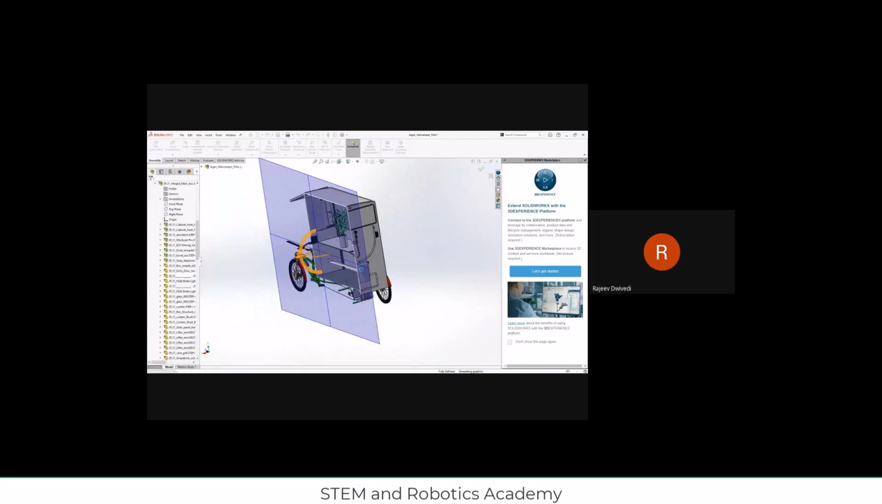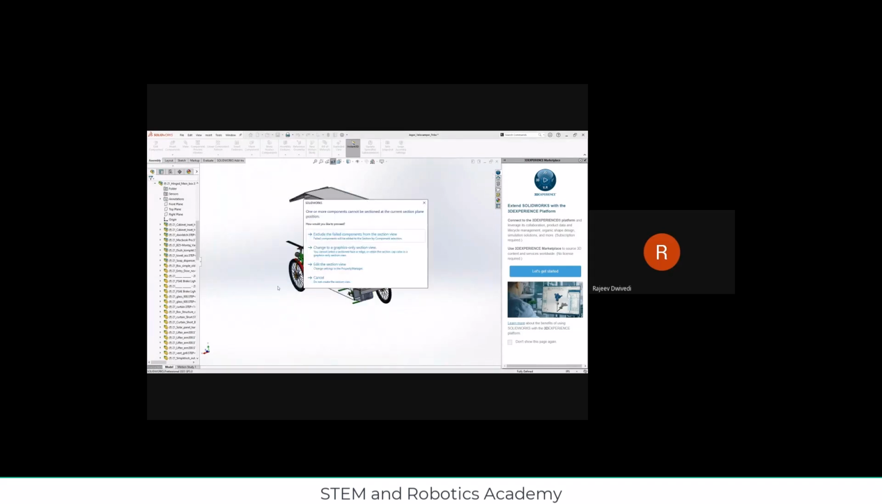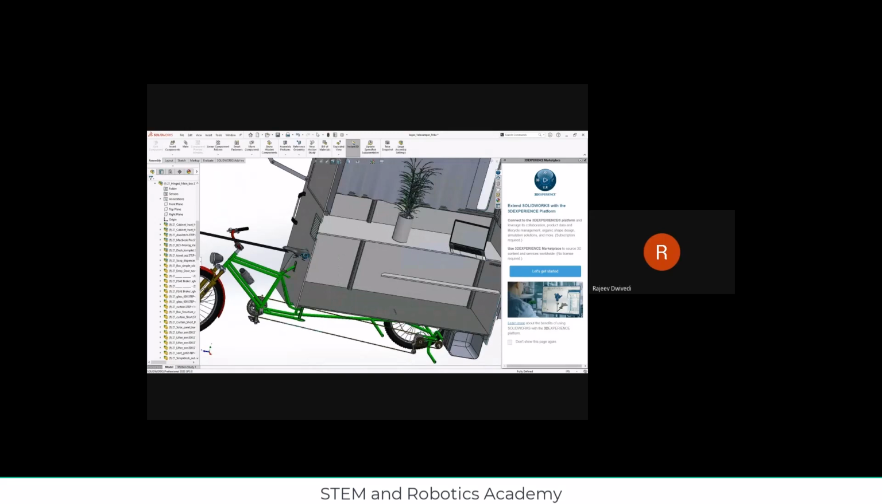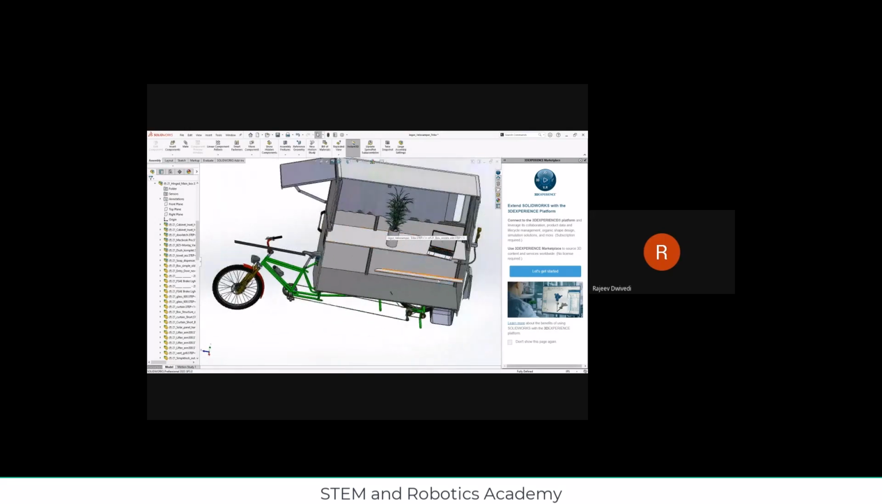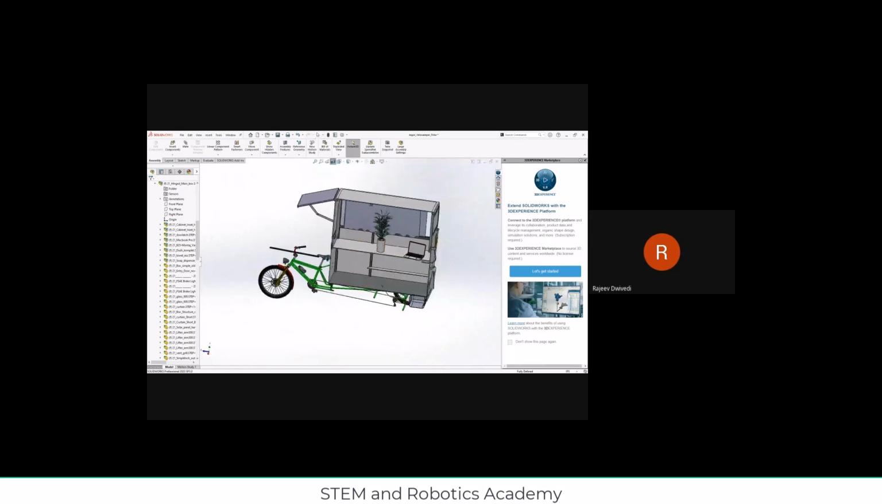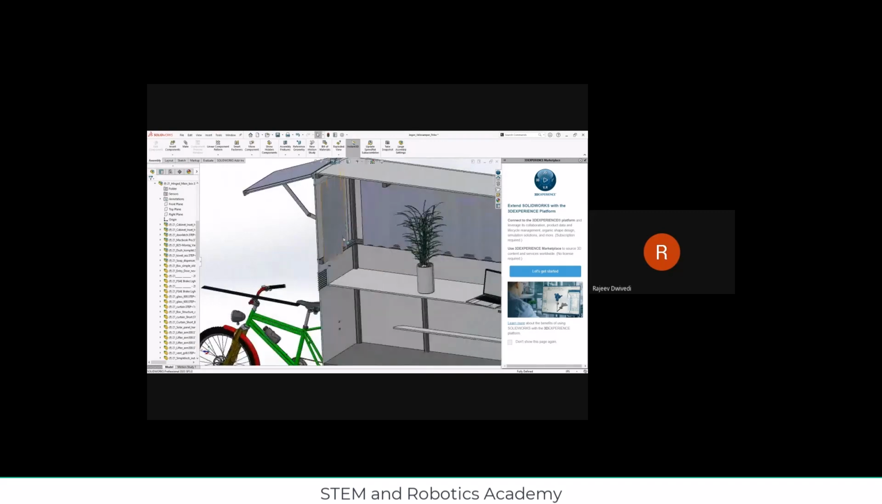Pretty cool. Just a second. Oh, sorry, this model is very heavy, so it's taking some time. Okay, so that's a multi-use platform. This is the seating arrangement. They can work on the computer. They put a little flower also, and a little curtain for privacy.